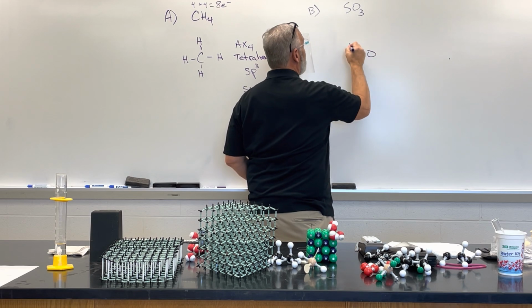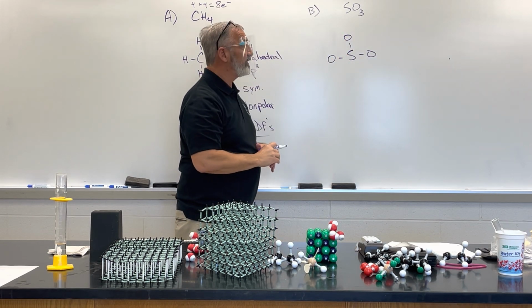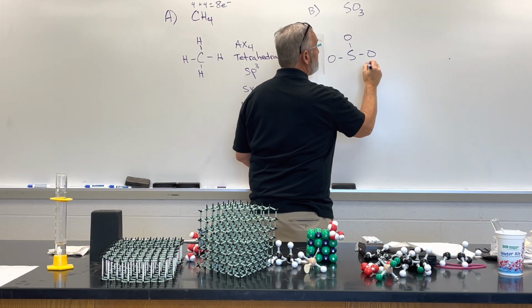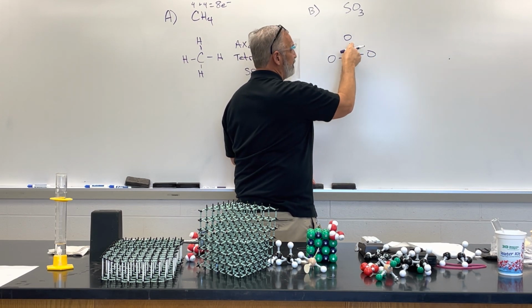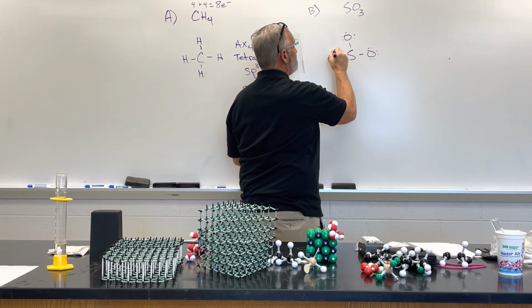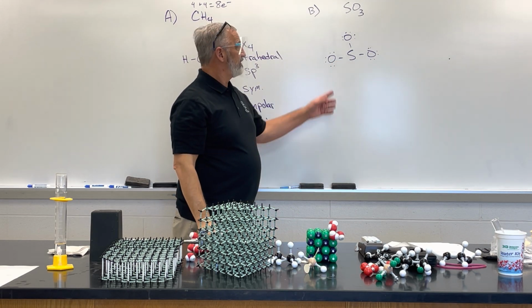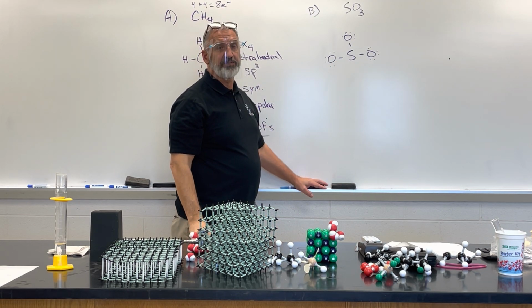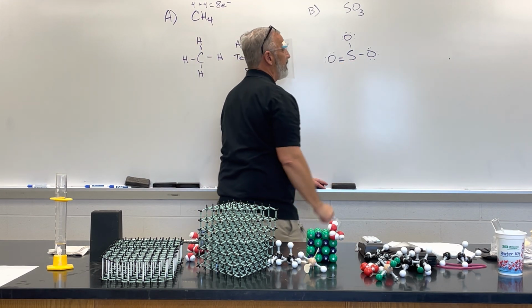You always build around it. Don't put the oxygens in a chain. Build around the central atom. That's 2, 4, 6. Put the extra electrons all around the outside first to get 8. 2, 4, 6, 8, 10, 12, 14, 16, 18, 20, 22, 24. We have a problem. Sulfur doesn't have enough, so what do we do? You form a double bond, okay?